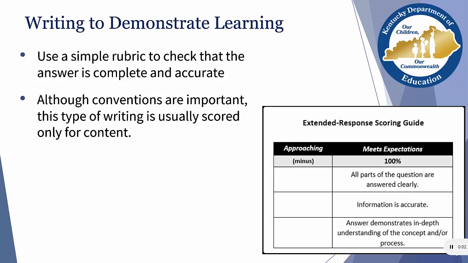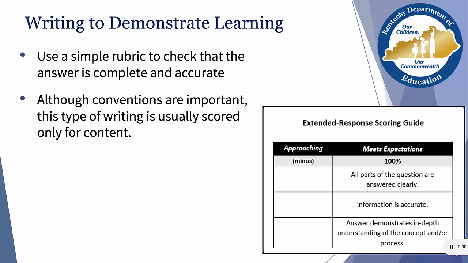Writing to demonstrate learning: what we're looking for here is the accuracy of the content, because it's done in response to something a student has read or we're testing them on. So we want a very, very simple rubric, and we're really looking at the accuracy of the information. Did they answer all parts of the question, and is it accurate?